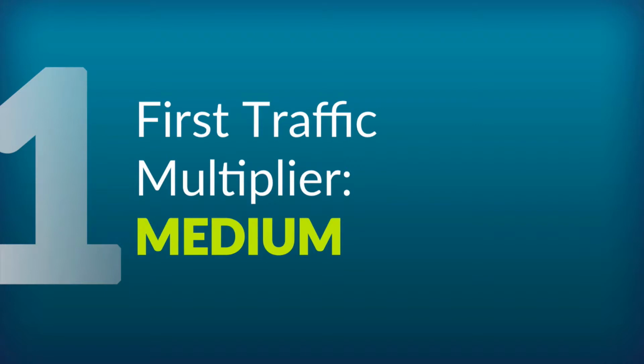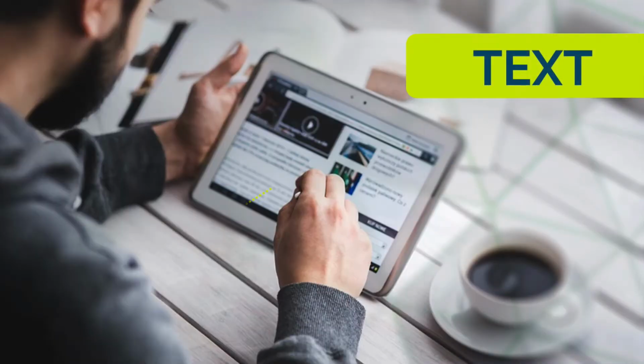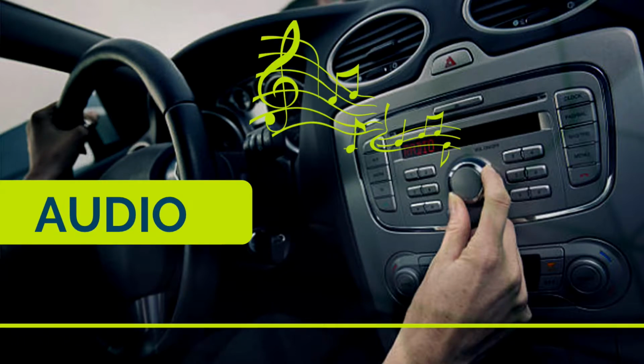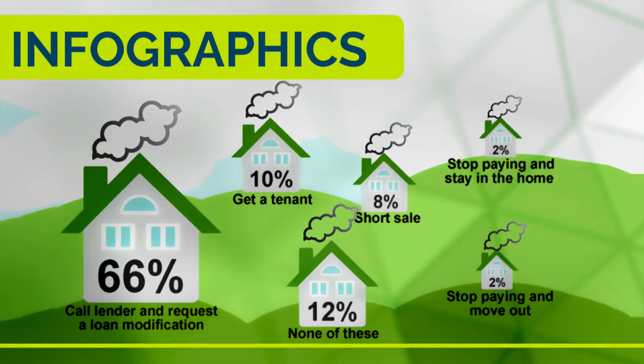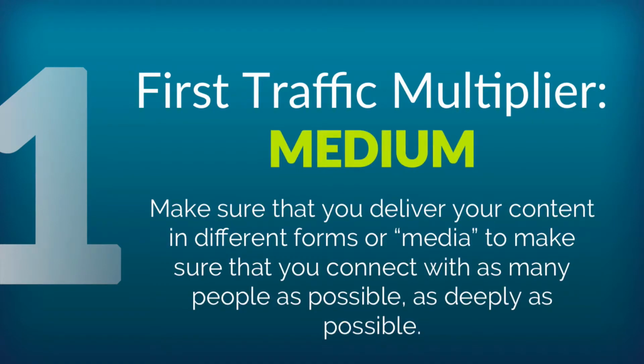As you know, different people learn in different ways, and each of us has a preference for how we like to consume information. Some people like to read and quickly skim through written content. Others like to listen to content such as podcasts or audiobooks while they're driving or exercising. Also, some people love pictures and infographics that summarize information in a visual way. And others love the full immersion provided by watching video. So the first traffic multiplier of content marketing is to make sure that you deliver your content in different forms or media to make sure that you connect with as many people as possible, as deeply as possible.